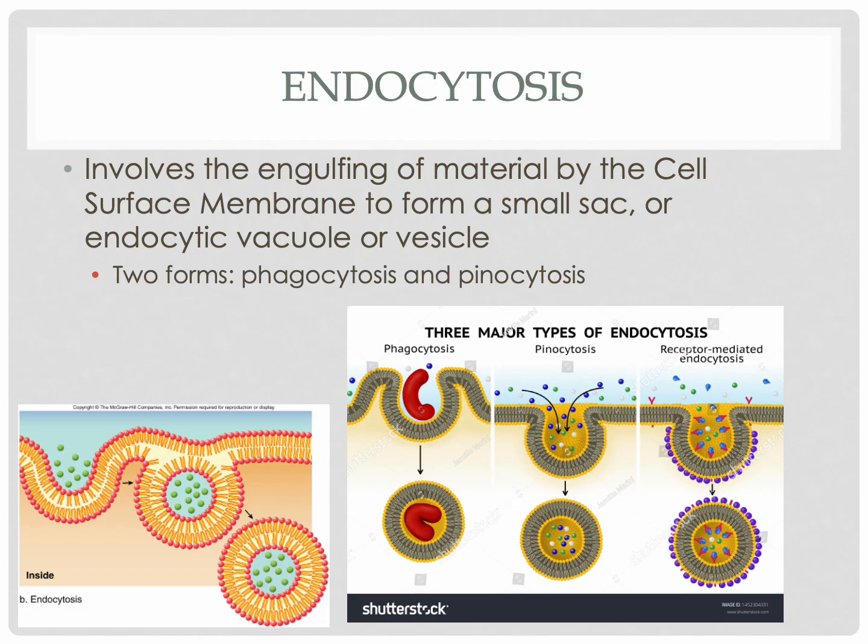Endocytosis involves the engulfing of material by the cell surface membrane to form a small sac or endocytic vacuole or vesicle. There are two forms, phagocytosis and pinocytosis.